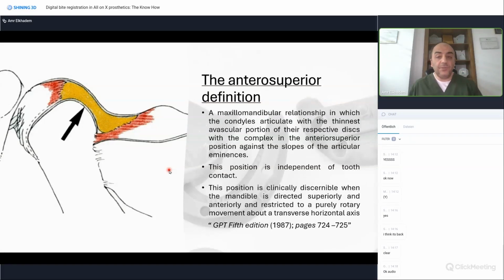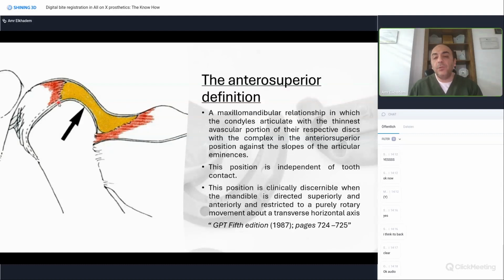The centric relation can be defined as the relationship between the maxilla and the mandible when the condylar disc complex, when the condyle articulates with the thinnest avascular portion of the disc, and both complex is in the anterosuperior position. So now, when the definition changes, the condyle is no more in the most retruded, it's not here, it becomes up here and in the front. So it's a little bit a big change. Believe me, it's like 1 millimeter.